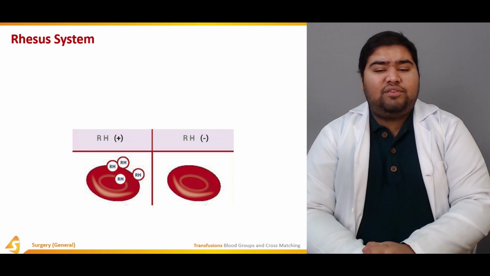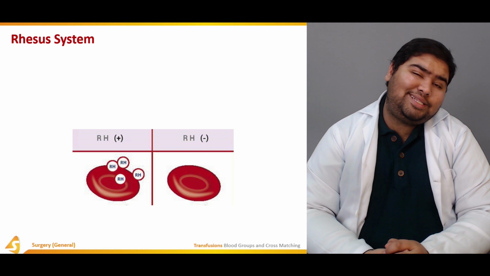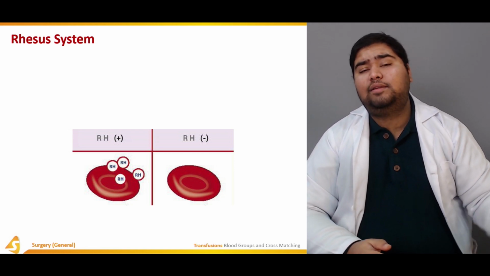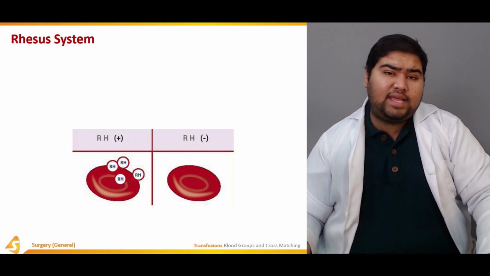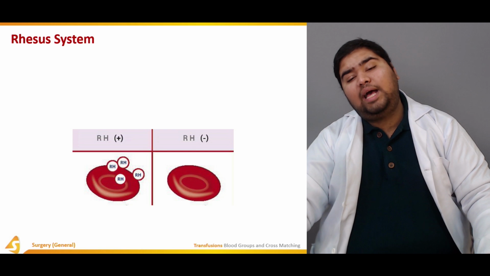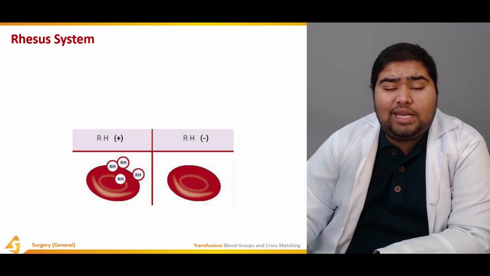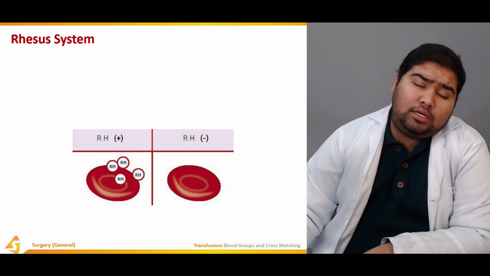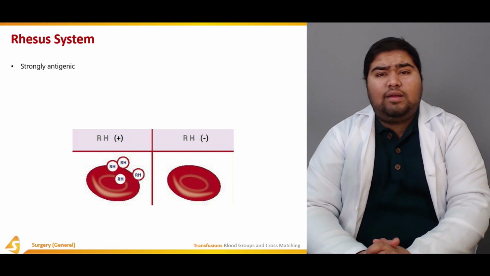Now we have the rhesus system. The rhesus system divides the blood cells into two categories: rhesus positive, Rh positive, and rhesus negative, which do not have the rhesus gene or the rhesus allele. The rhesus allele is also known as the D allele, so sometimes we refer to it as RhD. It is also very strongly antigenic.